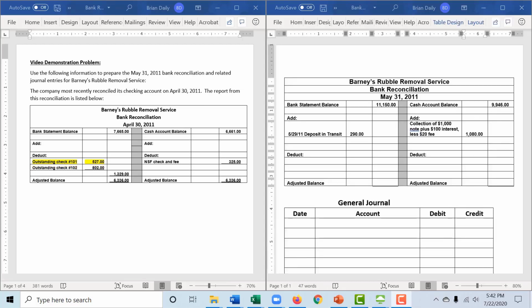Since check 101 is already reflected in the company's records, it is already included in its cash account balance. However, since this check has not yet cleared, the bank statement balance does not yet reflect it. When the check does clear the bank, the company will have less money in its checking account. Therefore, outstanding checks are always deducted from the bank statement balance on a bank reconciliation report.